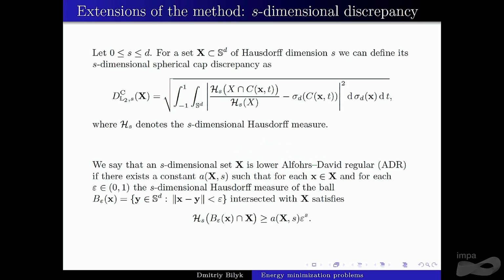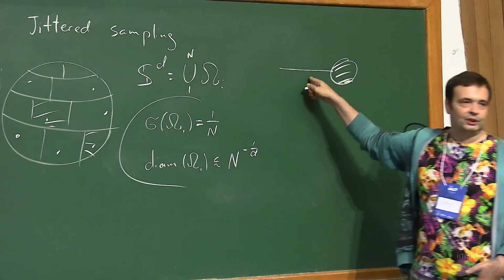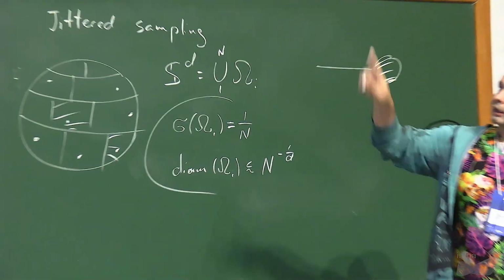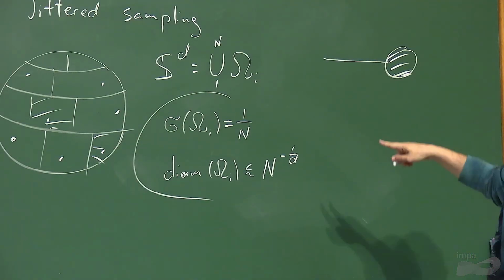So what it means is the following: if you take any point in your set and take an epsilon ball around that point and take the intersection, the S-dimensional Hausdorff measure is at least of the order epsilon to the S. So the set is at least S-dimensional at every point. So there is some sort of uniformity. You cannot have, say if S is equal to 2, something like this, because then it's one-dimensional here and two-dimensional here. So this would be lower Ahlfors-David regular with S equal to 1.